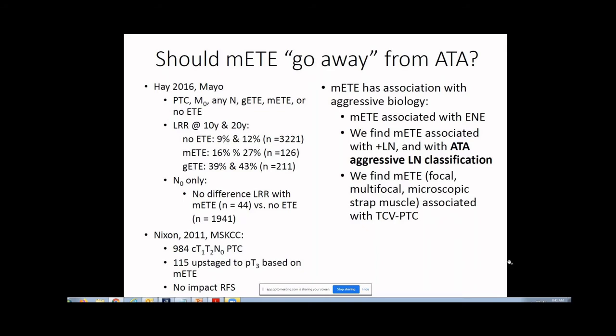Yeah, I completely agree with what she has said, that the ATA guidelines and the AJCC guidelines just have two different approaches. One is mortality, the other one is risk of recurrence. And we know that's the main problem with papillary thyroid cancer. Most patients have an incredible survival. The problem is their local recurrence.